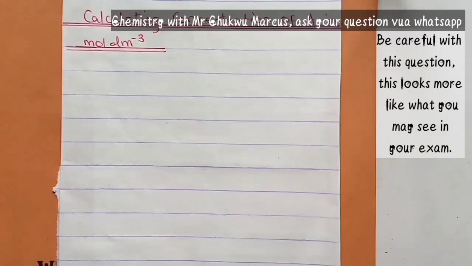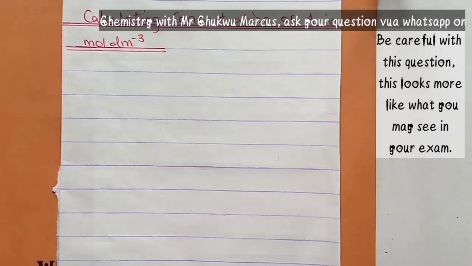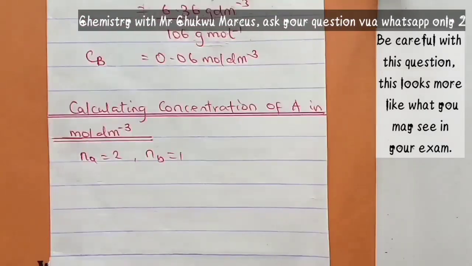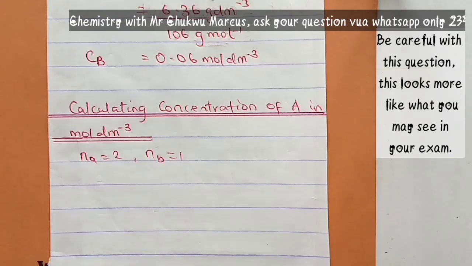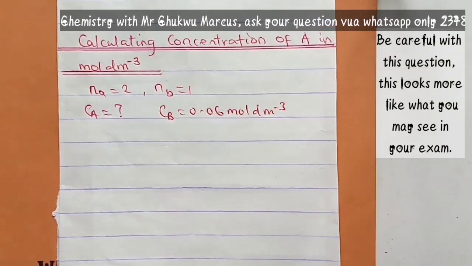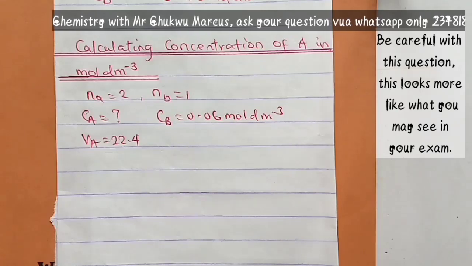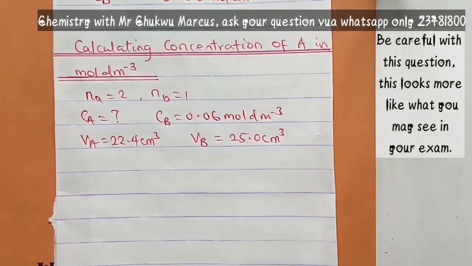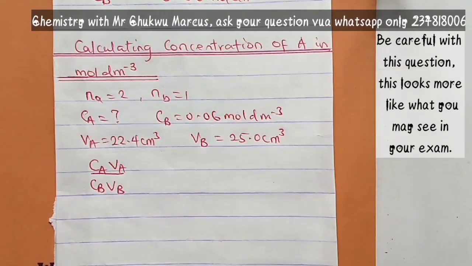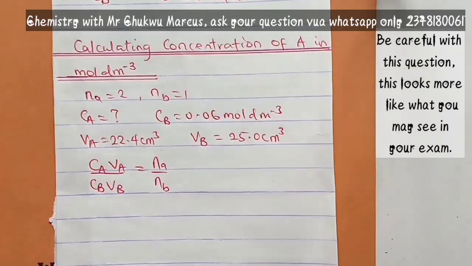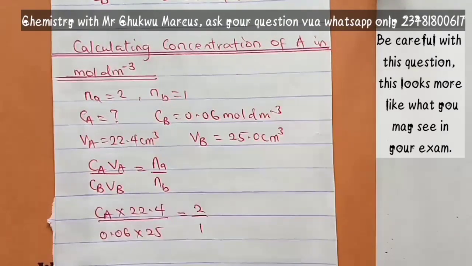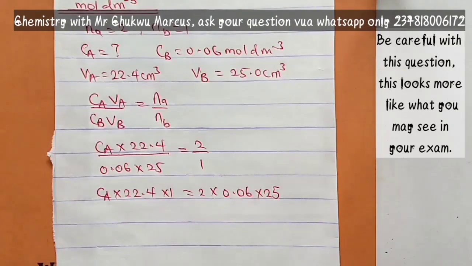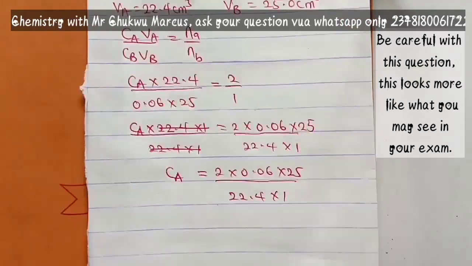In the beginning of this solution, we found out that Na is equal to 2, Nb is equal to 1. In the last calculation, we found out that Cb is equal to 0.06 mole per dm cube. But our Ca is not given. Va remains 22.4 centimeter cube. Our Vb is 25.0 centimeter cube. Using CaVa over CbVb equal to Na over Nb, by cross multiplication, if we divide through by 22.4 times 1 on both sides, we can reduce this approximation to 3 decimal places.